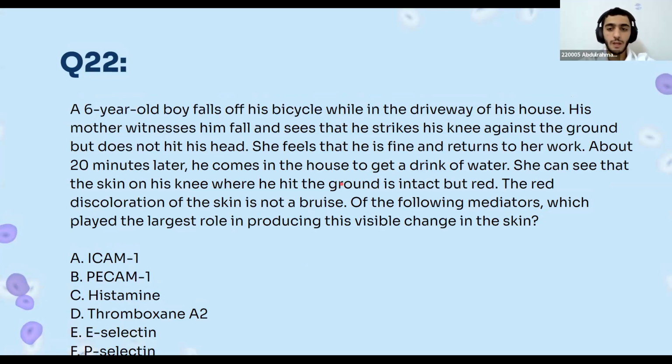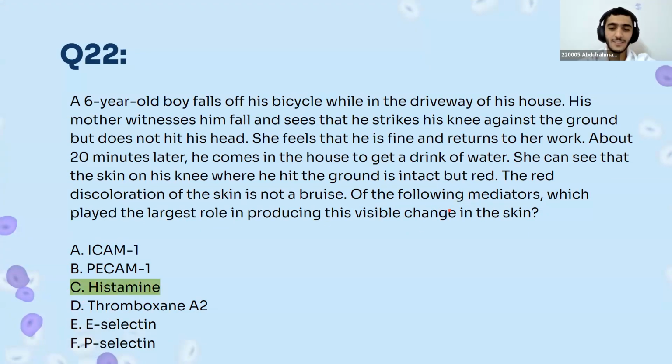Right, so aside from that, forget the choices for now. What physiological process is going to be responsible for the red skin? Vasodilation. Yep. All right, now you can go back to answering your choices. Yes, correct, C is the answer. Histamine. So as we said earlier, histamine is a potent vasodilator. So this is why the answer here is C.